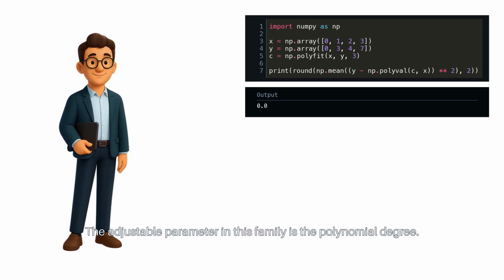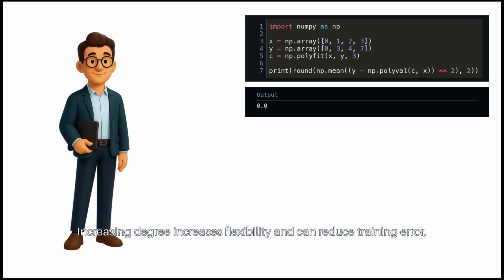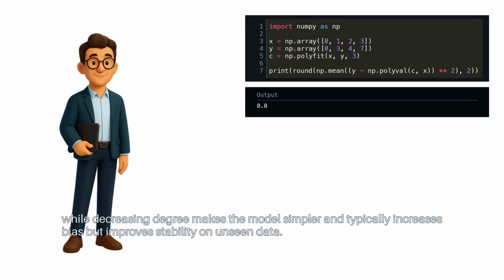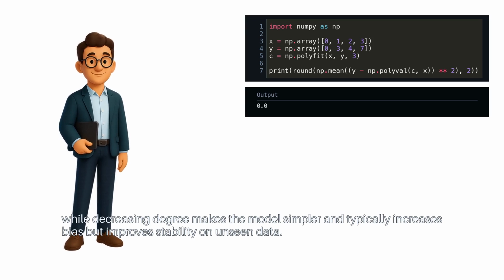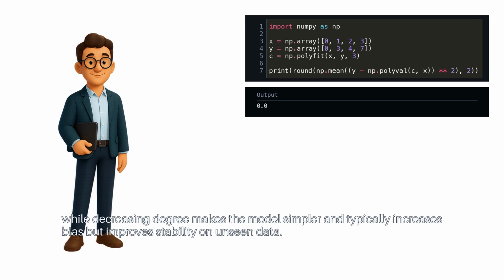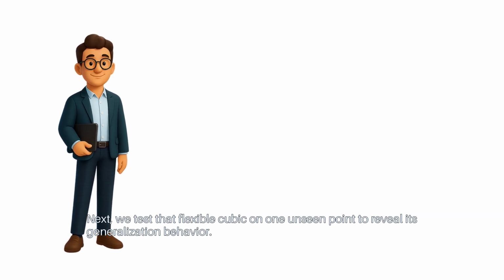The adjustable parameter in this family is the polynomial degree. Increasing degree increases flexibility and can reduce training error, while decreasing degree makes the model simpler and typically increases bias but improves stability on unseen data. Next, we test that flexible cubic on one unseen point to reveal its generalization behavior.